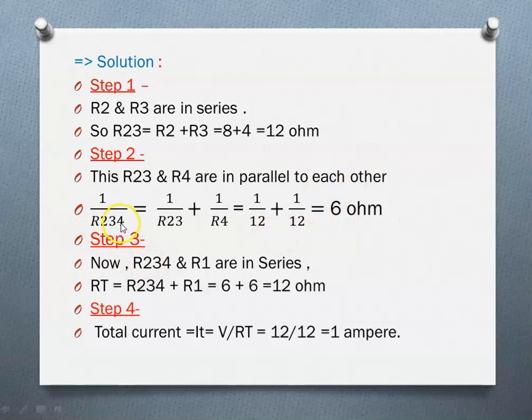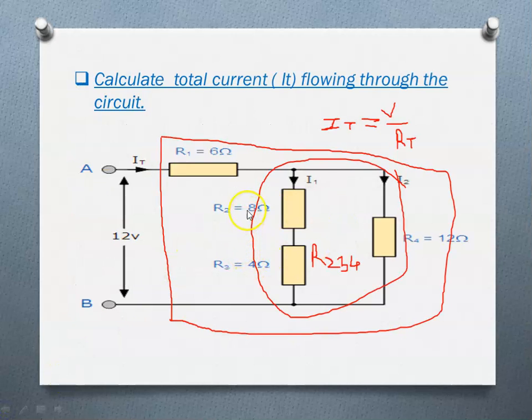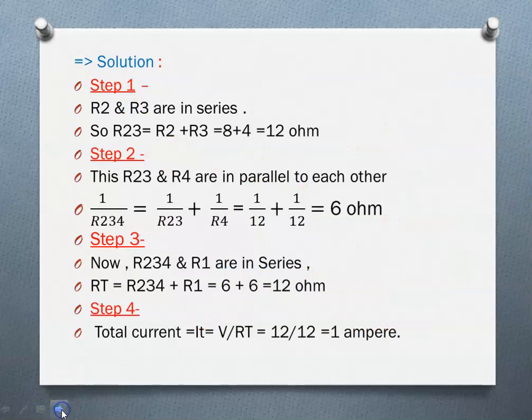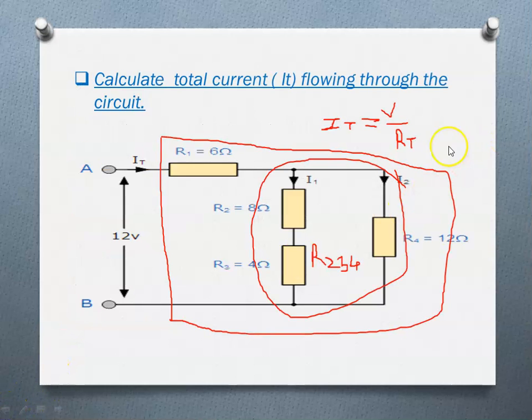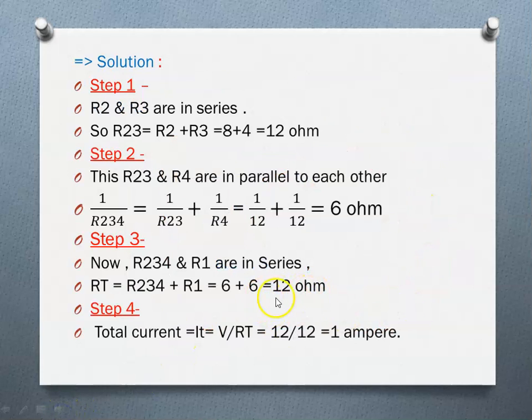Now this R234 and R1 are in series. Let's see the diagram. This R234 and this R1 are in series, so when they are connected in series, they can be added directly. So R total equals R234 plus R1. We have calculated R234 as 6 ohm and R1 is given as 6 ohm. So 6 plus 6 is equal to 12 ohm. This is the total resistance of the circuit we have calculated.